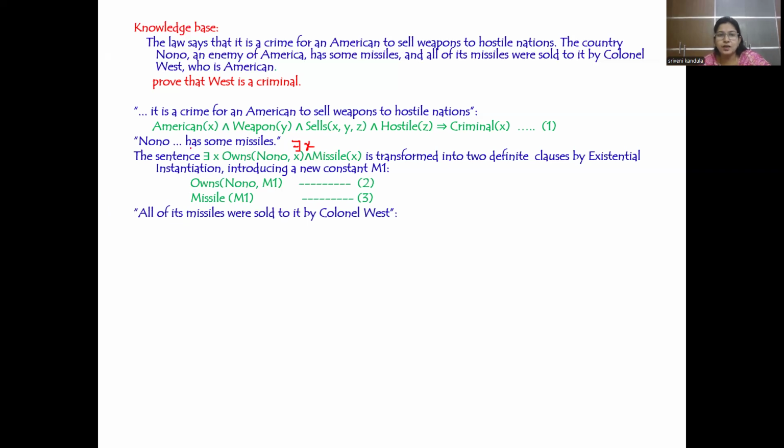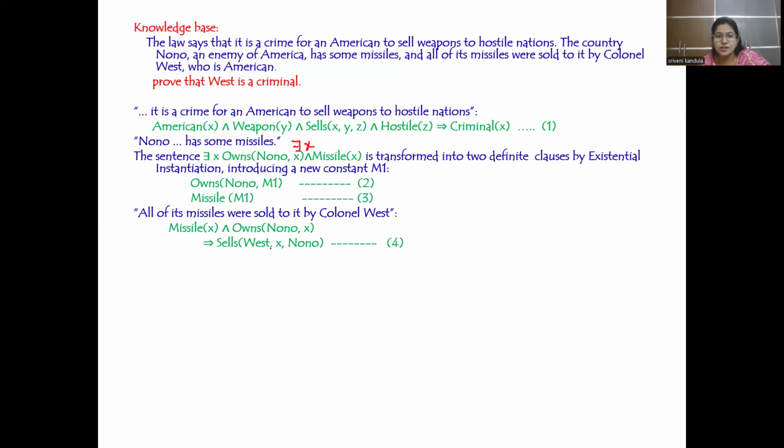Then the next statement. All of its missiles were sold to it by Colonel West. So how can we convert this? Here you can see the verb sold. And who is selling it? Colonel West. Who is this person? He is an American. So now missile of X and owns Nono of X. These missiles are owned by Nono and that is sold by Colonel West.